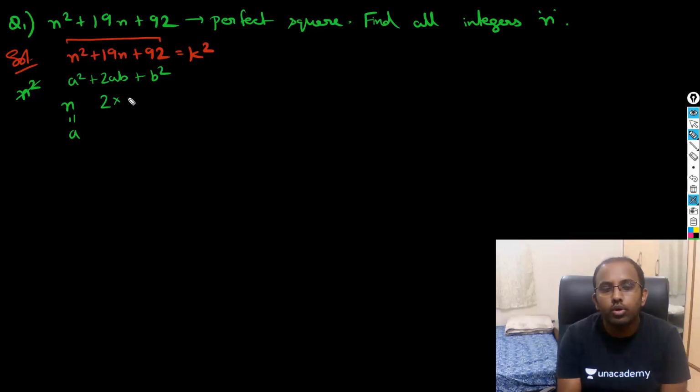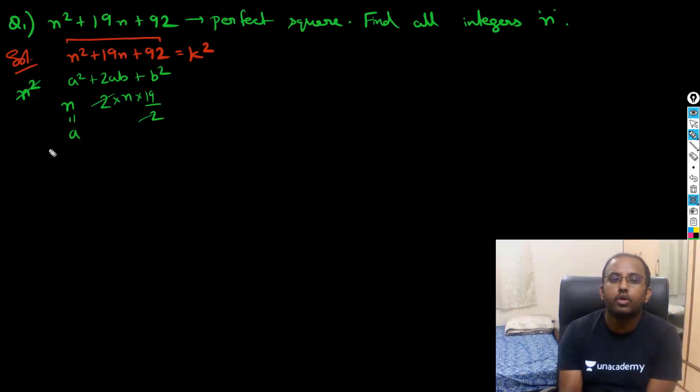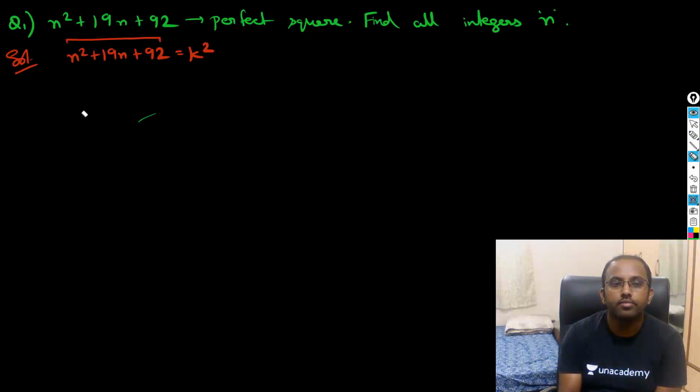Now 2ab, so 2a is what? a is n here, so 2ab should give 19n, which means b should be 19 by 2. So 2ab here, a is n and b is 19 by 2. The 2 and 2 cancel and this becomes 19n, right? So if I try to convert to a perfect square, a is equal to n and b is 19 by 2. If I just put these values here, see what we get.